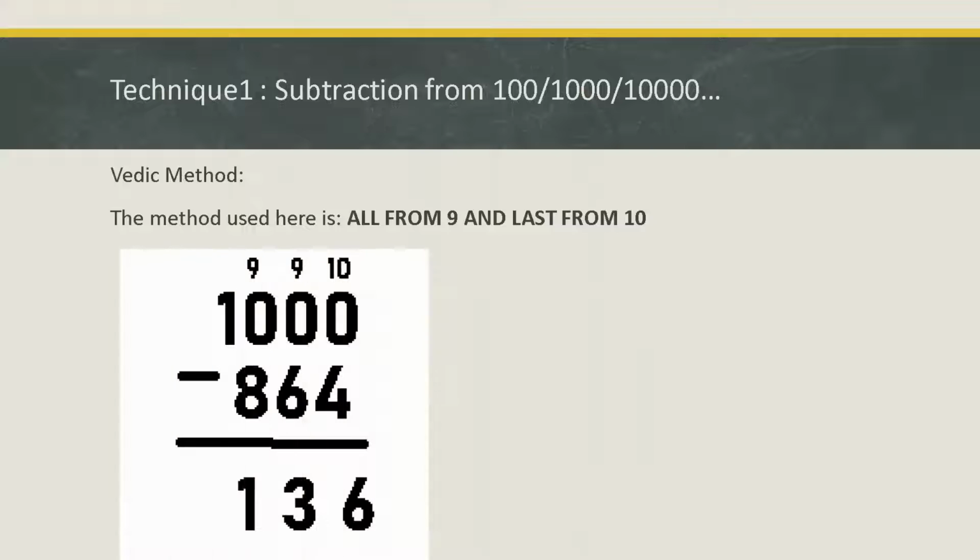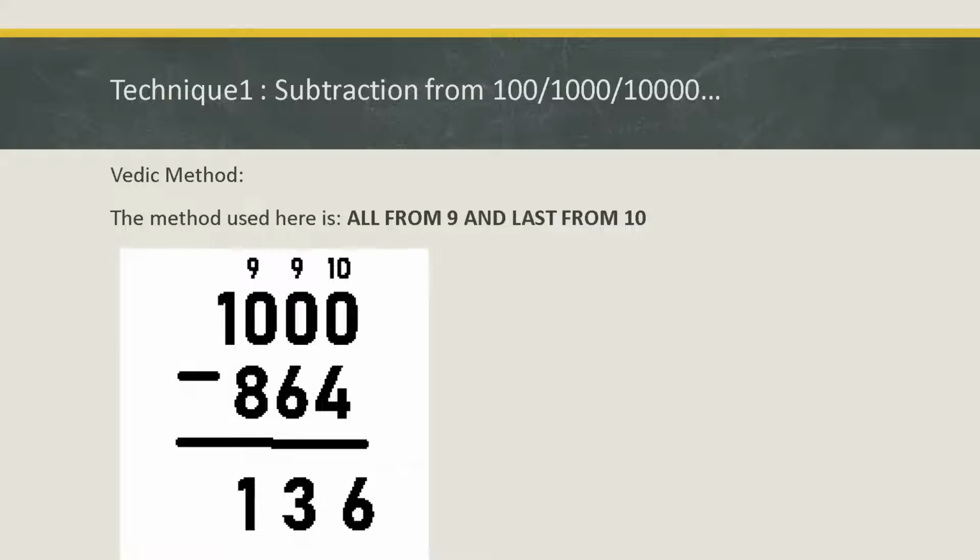This is how the Vedic method looks. It does not look clumsy and it takes very little time to calculate. Over here, we should make the last zero in the 1000 or 10,000 which we are calculating as 10, the middle zeros as 9, and the 1 should be converted into 0.